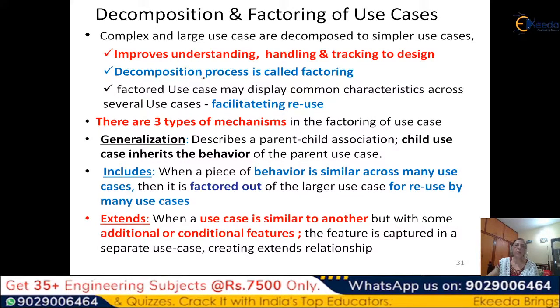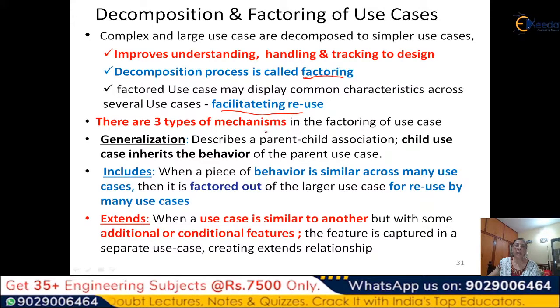This process of decomposing is called a factoring process. That means we factor it out, just like in mathematics we have read factoring. We create the least common multiple and GCF, all of you have done it. Like that, we factor these bigger use cases into smaller ones, so that the smaller ones together represent the bigger one. Factored use cases may display common characteristics across several use cases. Sometimes when we factor it, we find that some of them are the same. They are coming from different use cases, but they are the same. So then we can do the reuse. That is another good use of factoring.